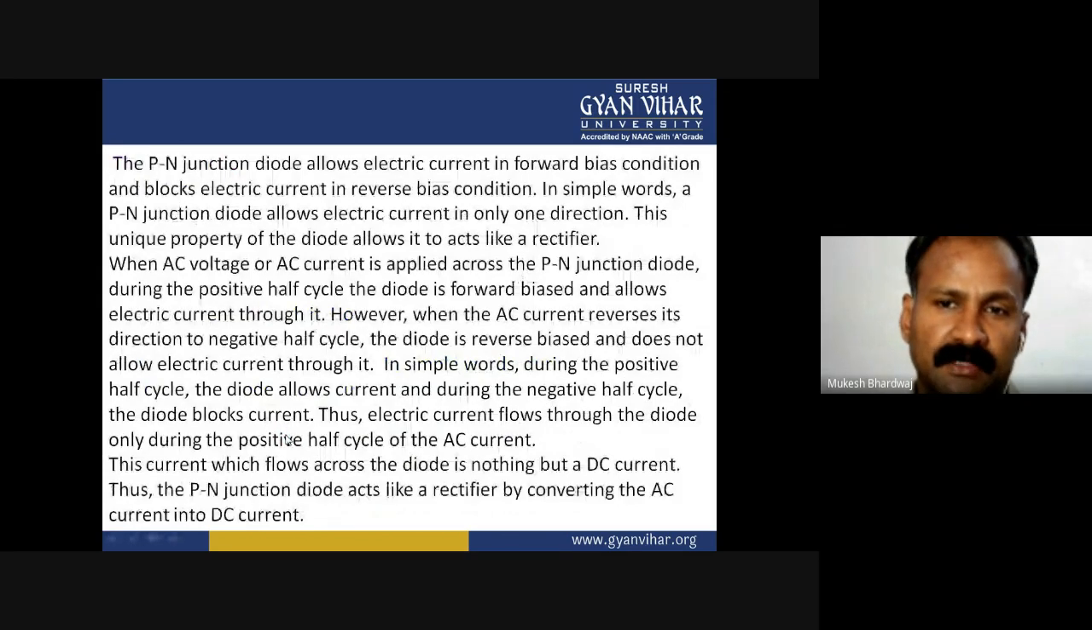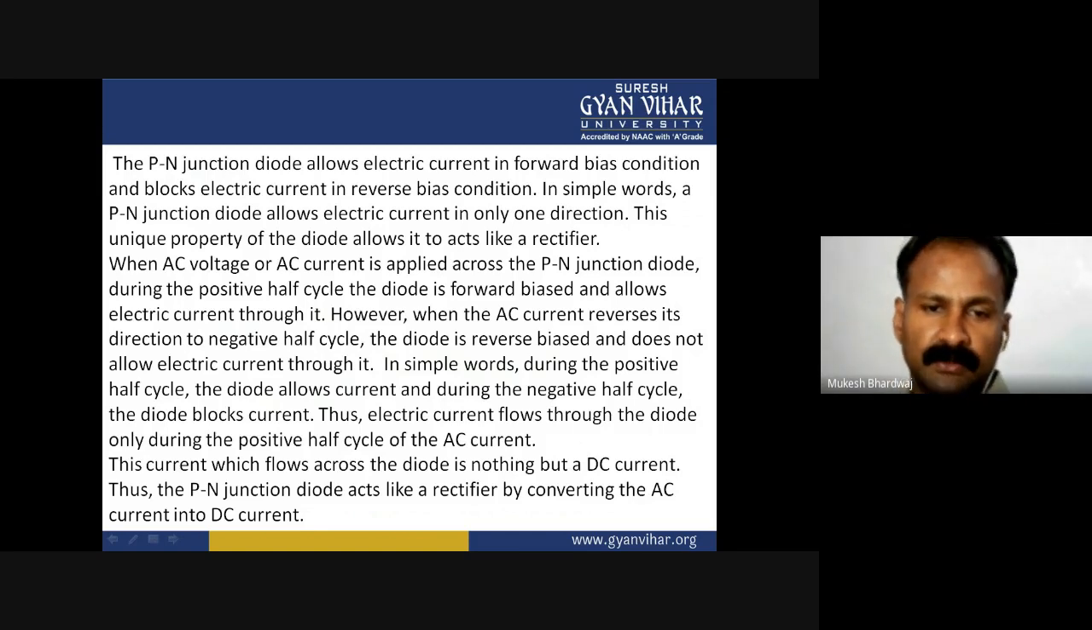The PN junction diode allows electric current in forward bias condition and blocks electric current in reverse bias condition. In simple words, a PN junction diode allows electric current in only one direction. This unique property of the diode allows it to act like a rectifier. When AC voltage or AC current is applied across the PN junction diode, during the positive half cycle the diode is forward biased and allows electric current through it. However, when the AC current reverses its direction to the negative half cycle, the diode is reverse biased and does not allow electric current through it.